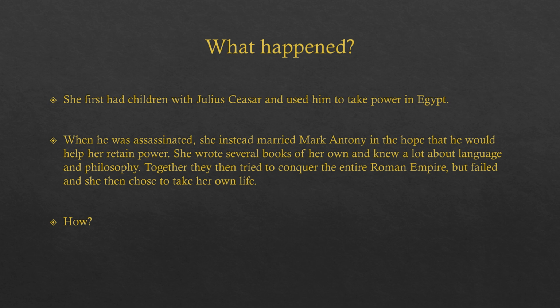But when he was assassinated in Rome, she instead married Mark Antony in hope that he would help her retain her power in Egypt. We know for a fact that she wrote several books of her own. We know that she knew a lot about language and philosophy. And we know that together with Mark Antony, they tried to conquer the entire Roman Empire, but failed against Augustus. So she then chose to take her own life.